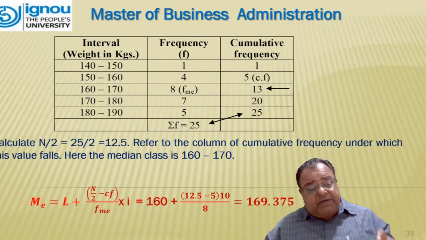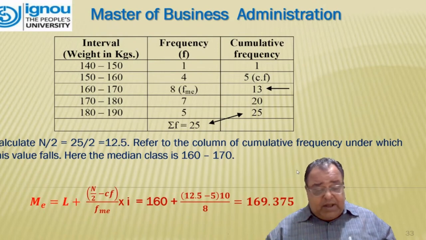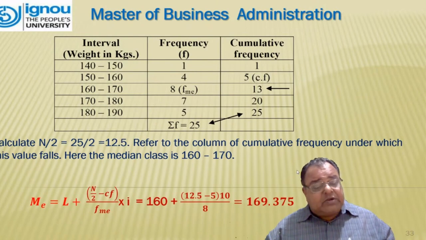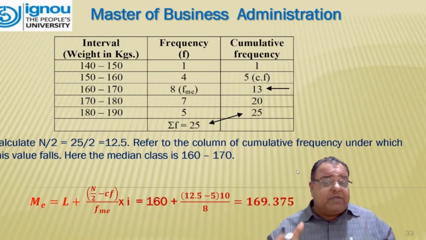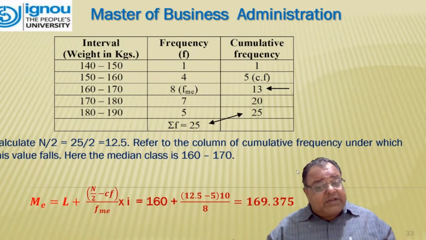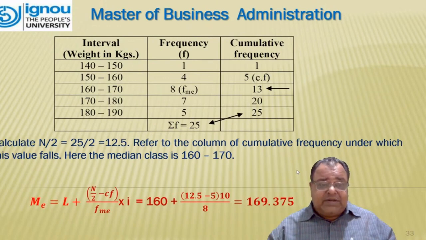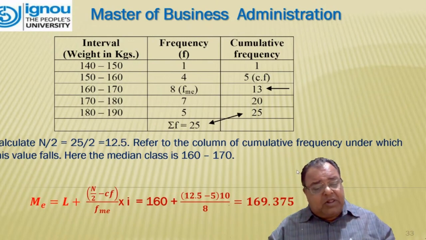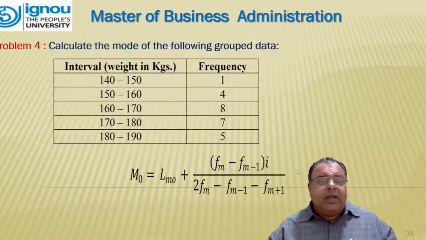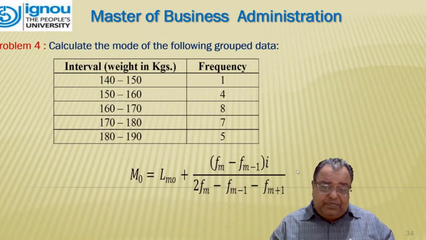Going back, how to apply the formula, that is ME is equal to L plus N by 2 minus CF upon FME into I. Your L is 160, N by 2 is 12.5, cumulative frequency of the preceding class is 5, frequency of the median class is 8, and the class width is 10. Putting all the values together in the formula, we get 169.375 as the median for this data. Now we have to calculate mode.